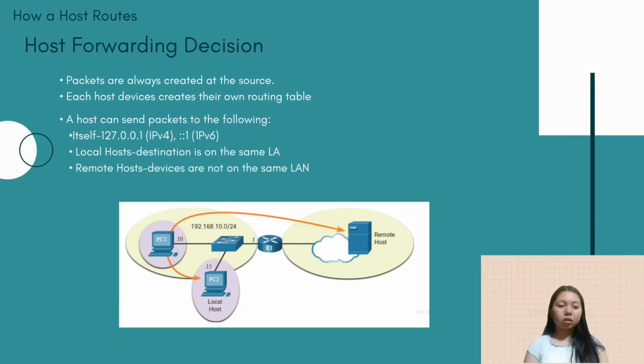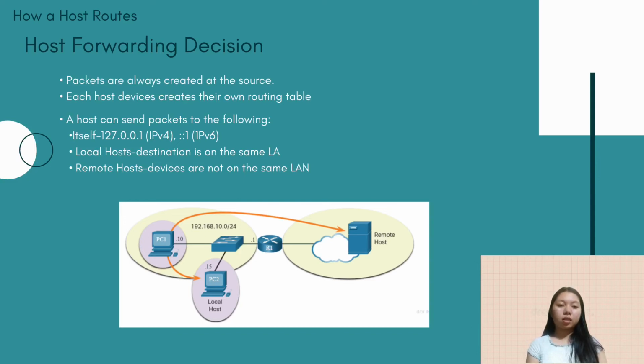8.4 How a host routes. Host forwarding decision. Packets are always created at the source. Each host device creates its own routing table.